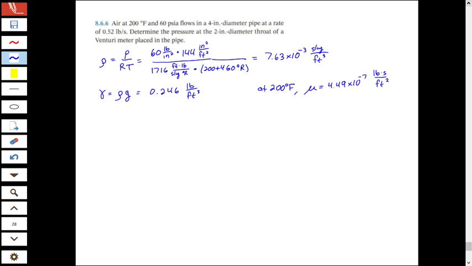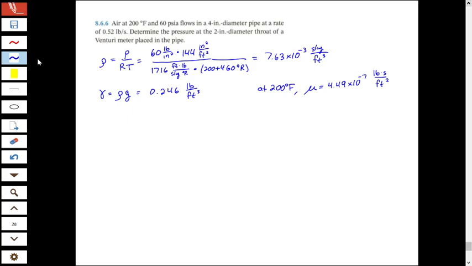This is a flow rate measurement problem, and they say air at 200 degrees Fahrenheit and 60 psia goes from a 4-inch diameter pipe to a 2-inch diameter throat of Venturi. And they also give you the mass flow rate of 0.52 pounds per second.